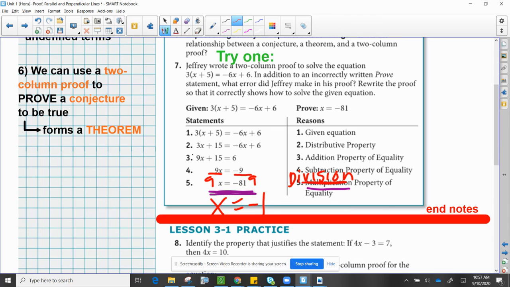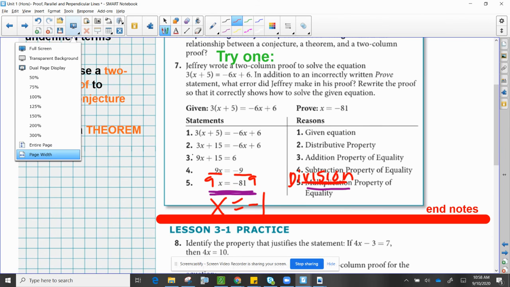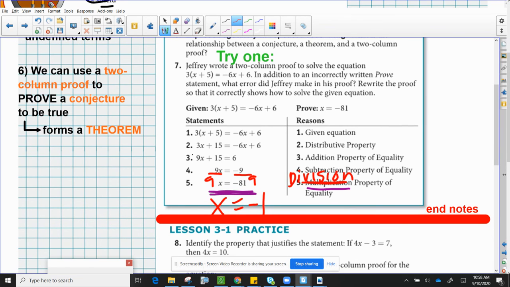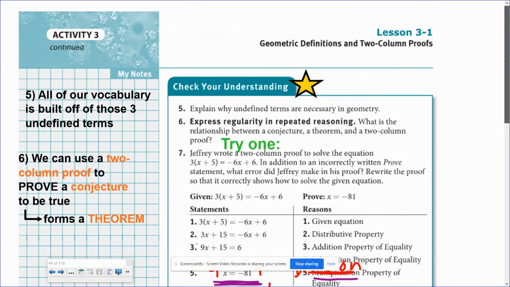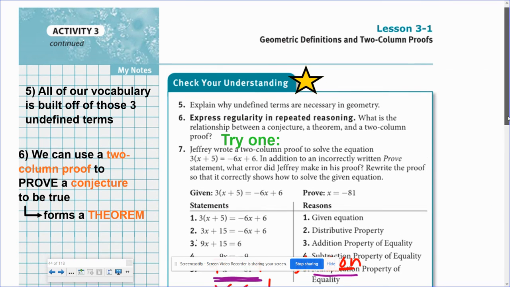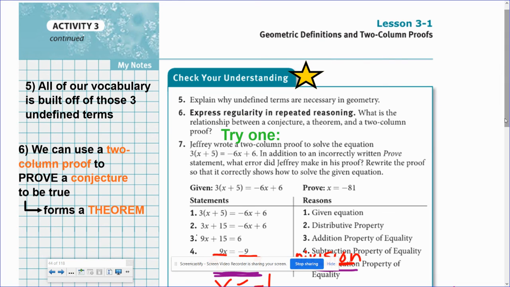Okay, so make sure you're not trusting these proofs. You actually can back up the reasons and why it's going through them, and make sure you don't fall victim to bad proofs. Okay, so that's everything from lesson 3.1, just introducing two-column proofs. So just make sure all of your reasons make sense and you're using properties to back it up. And always remembering that our undefined terms are point, line, and plane, and they help us make definitions for everything else in geometry.